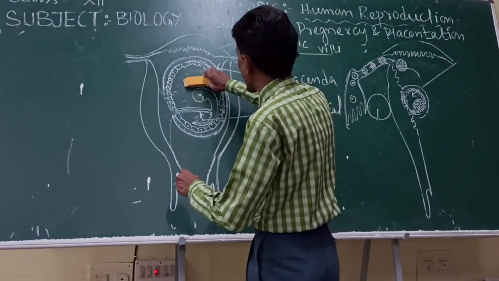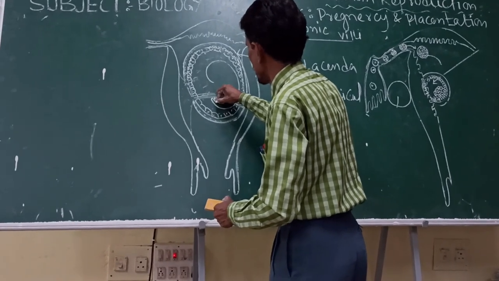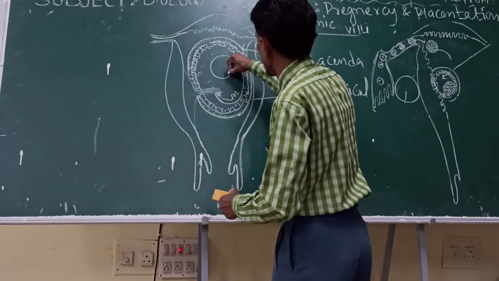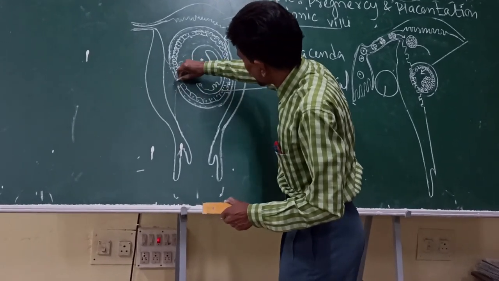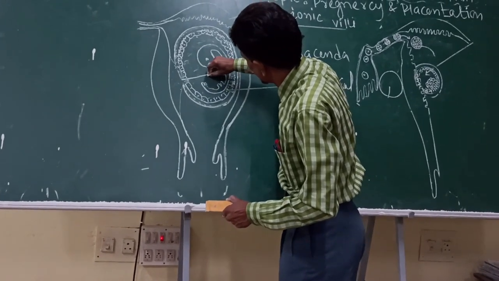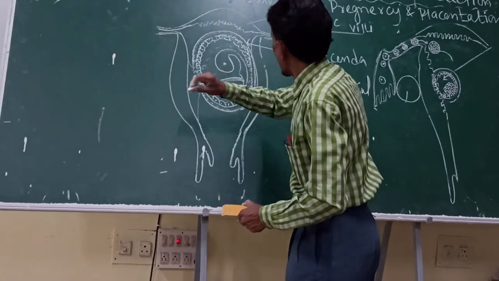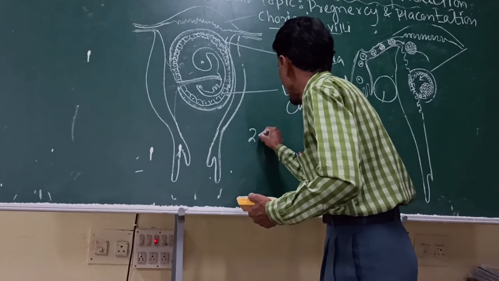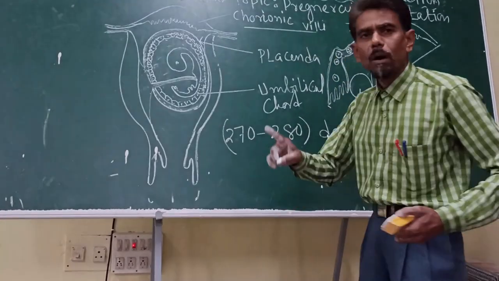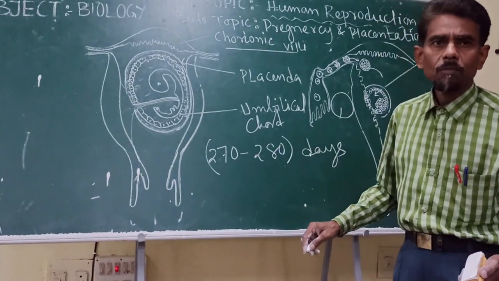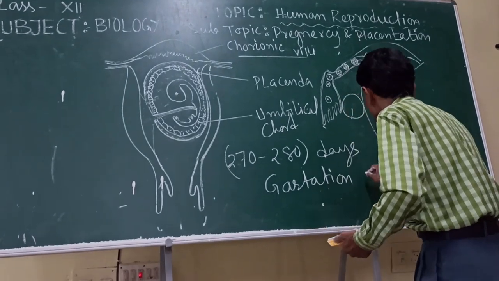Now the embryo will further grow. This is the umbilical cord. How long will it grow? Up to 270 to 280 days within the mother's womb or uterus. This period of development is called the gestation period.